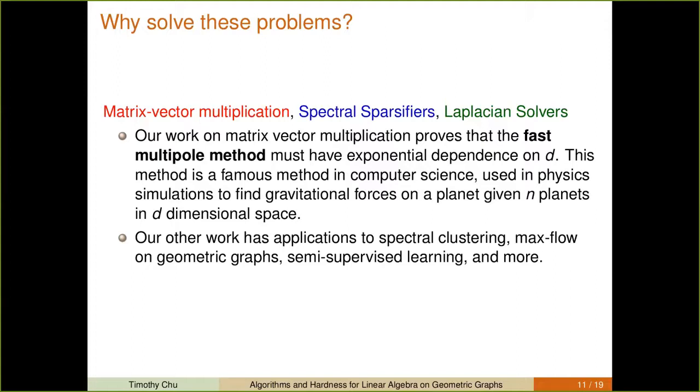So not only is our work interesting, or not only were we motivated by our work for these theoretical reasons, but we actually proved new results about long-standing algorithms like the fast multipole method. Again, if you don't know exactly what it is, it's not too important. It's just a famous algorithm from the 80s. We should also note that our work has applications to spectral clustering, solving maximum flow in nearly linear time on geometric graphs, semi-supervised learning, and more. And for a complete list of the applications our work has, you can see the introduction of our paper.